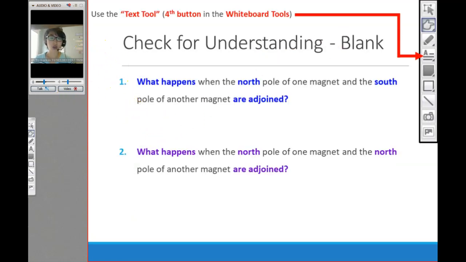Awesome. All right, so what I want you guys to do, everybody type on the whiteboard, what happens when the north pole of one magnet and the south pole of another magnet are adjoined? When they are next to each other, are they going to be attracted? Are they going to be repelled? Are they not going to do anything? Type your answer up there. What happens when a north pole and a south pole are next to each other?